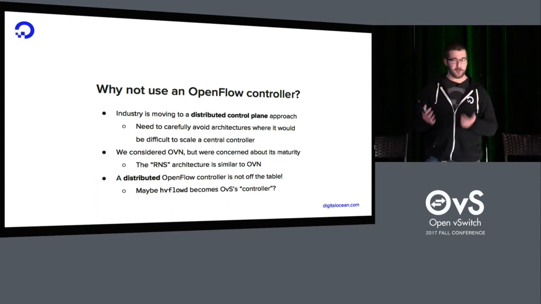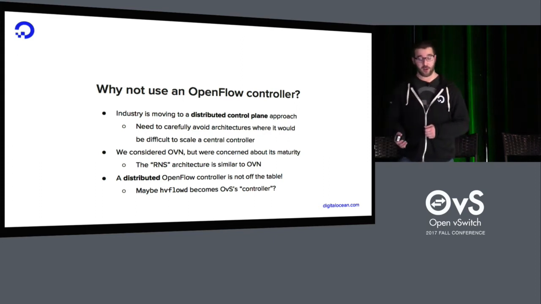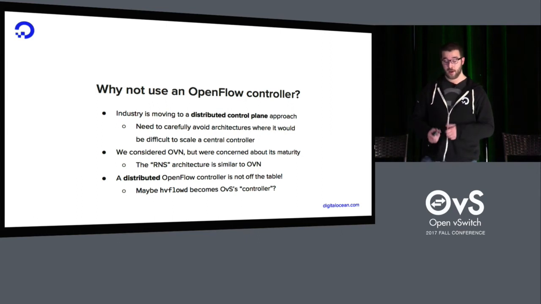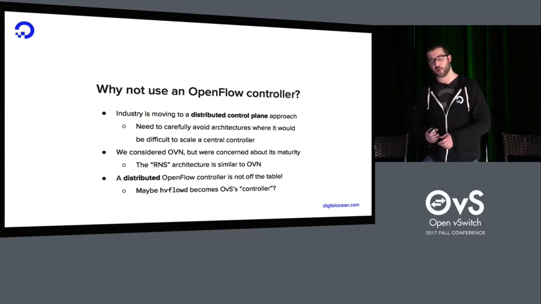Finally, a distributed OpenFlow controller of sorts is not off the table. So perhaps HPFlow D could become OVS's controller. Or as I learned last night, we could possibly run the OVN controller daemon and then use HPFlow D to program that in our environment as a way to kind of step into both worlds, which could be pretty interesting as well.